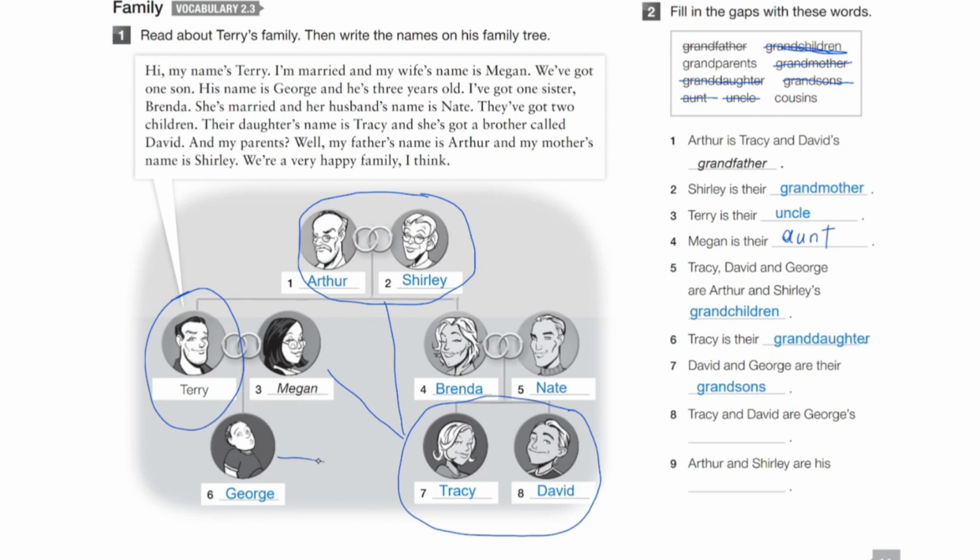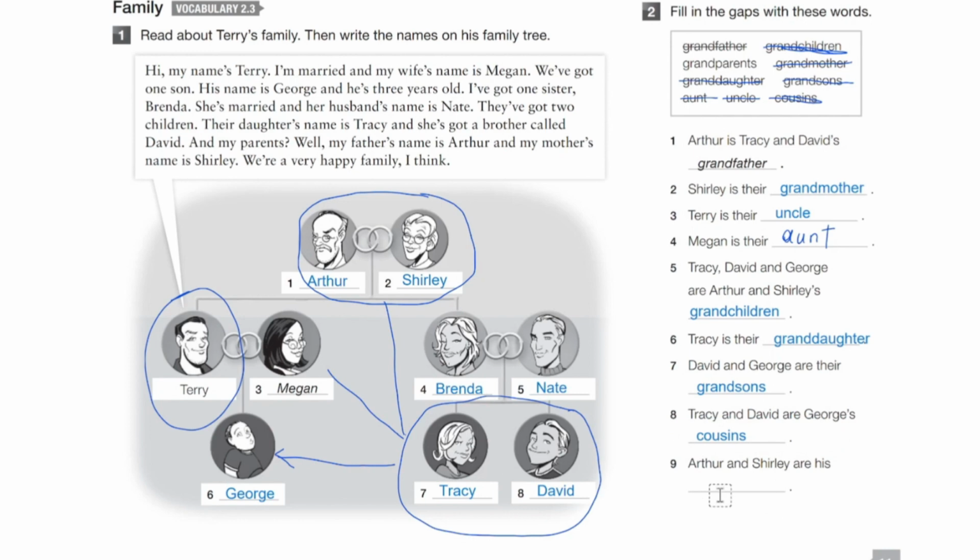So the relationship to them. The relationship will be cousins, obviously. Tracy and David are George's cousins. The children of brothers and sisters are cousins to each other. So we're going to write here cousins. Okay.